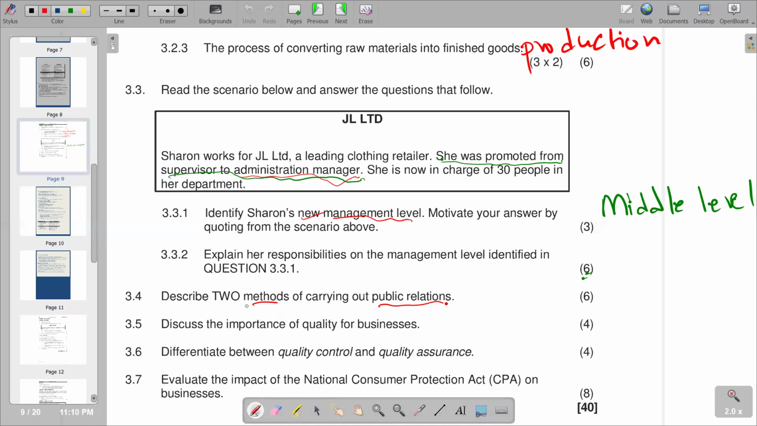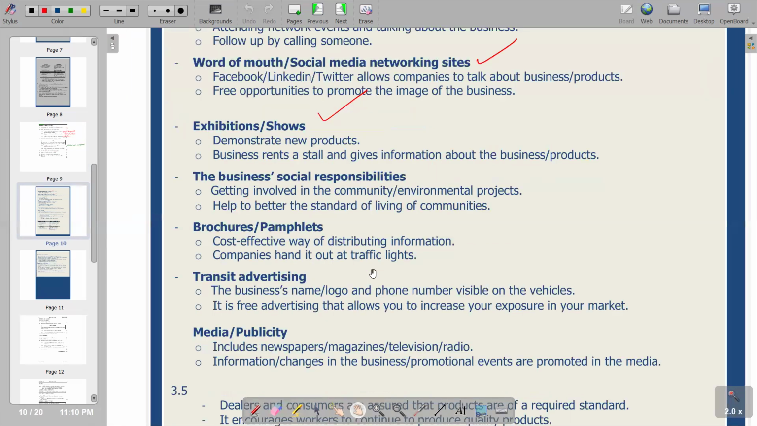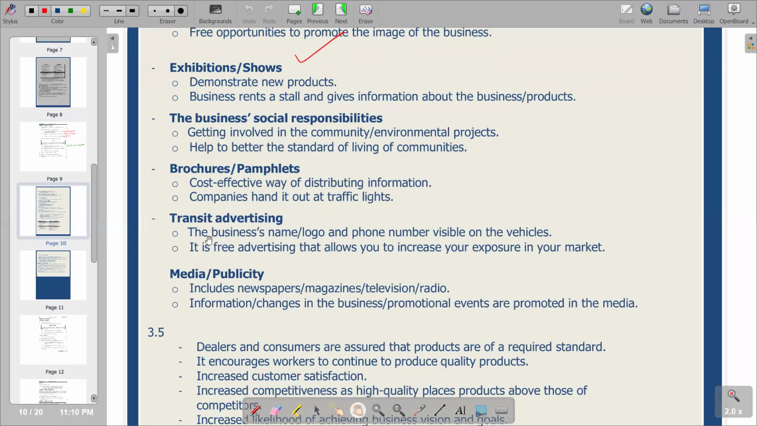But if we go back to our question, you see that our question is asking only for two. So we have various methods that we can employ. We also have the business social. I believe transit advertising can also be a method. And then we have got the media or publicity also as a method. So we can just pick two from the ones that we have there.